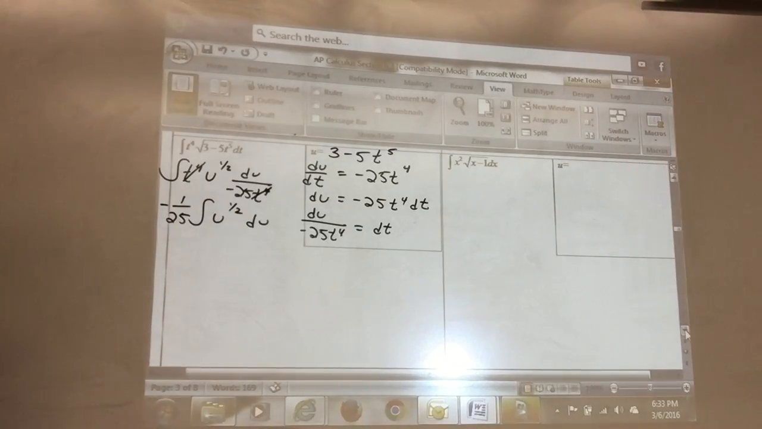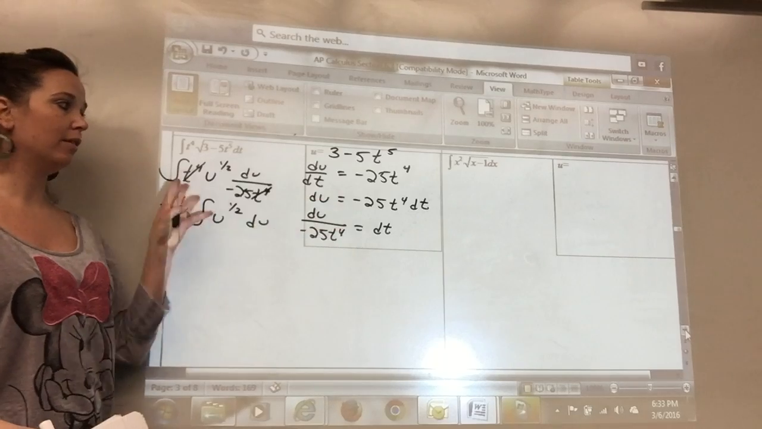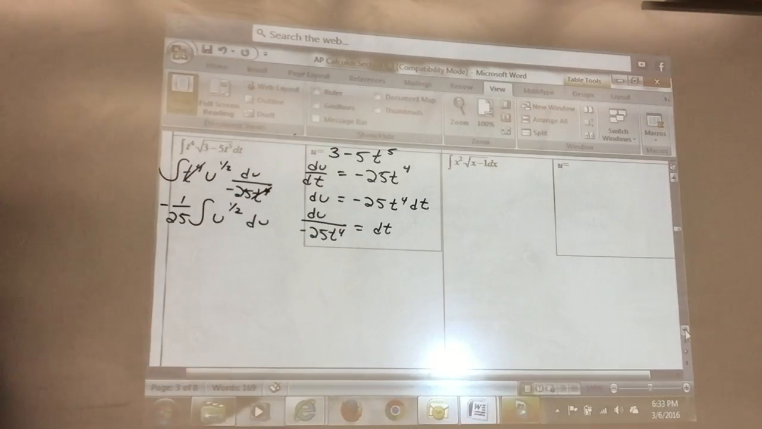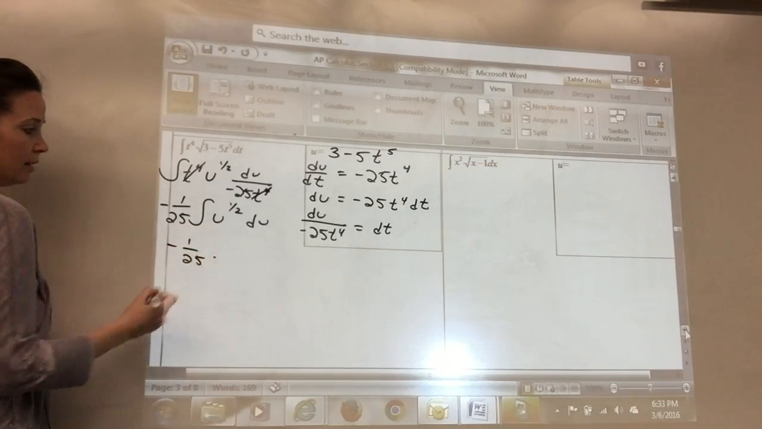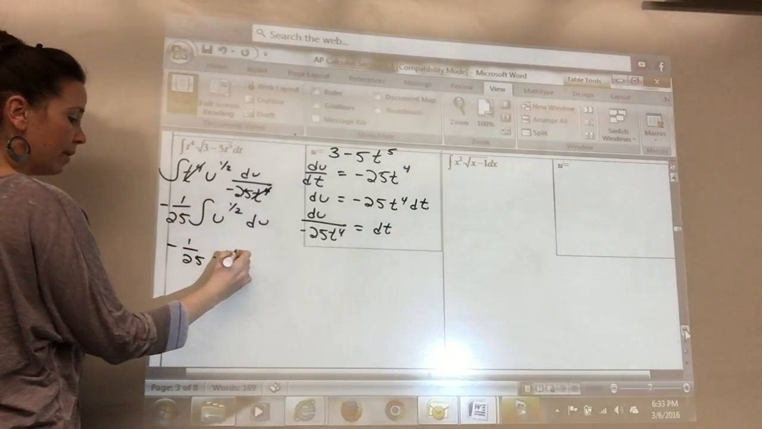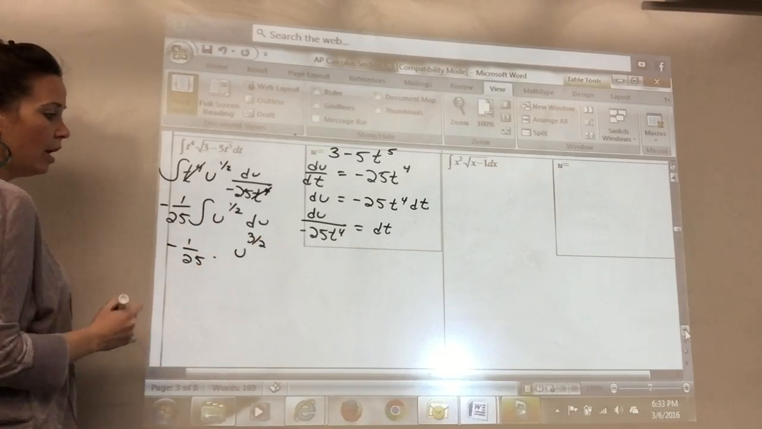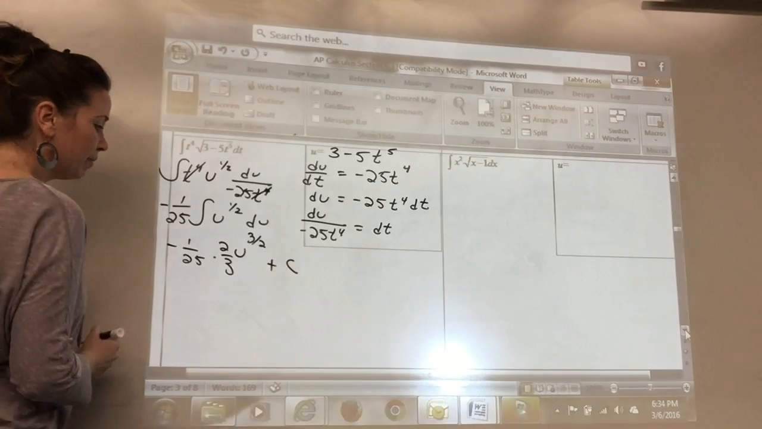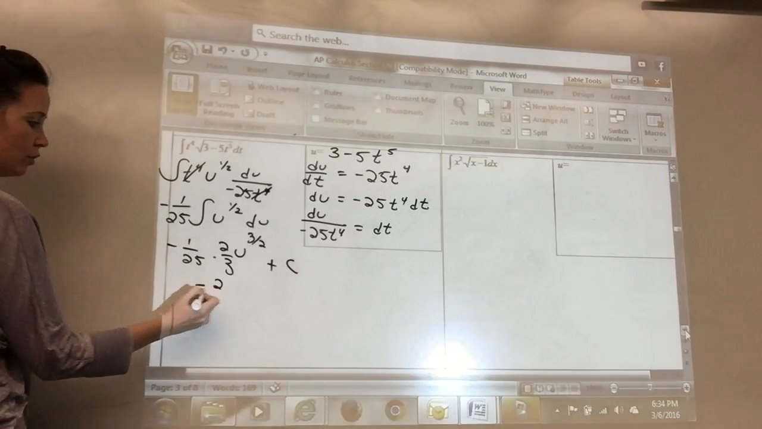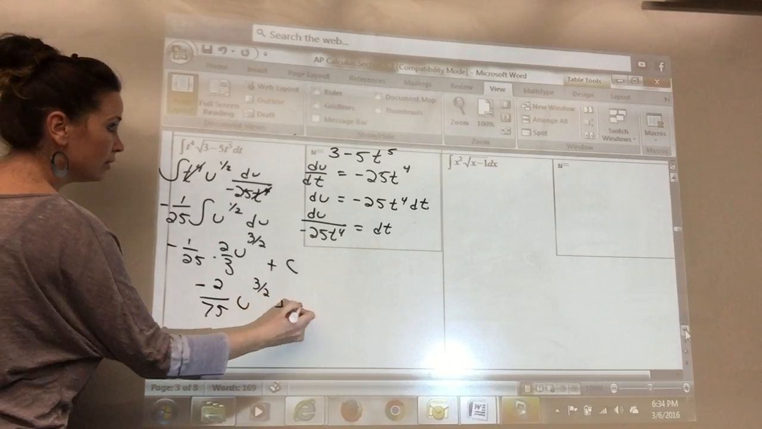Okay, so this is so repetitive once you start to get the hang of this, the whole u sub, the derivative, and the integration process. So let's just finish this problem out. We're going to bring our constant down. We're going to integrate. So I have my u. I have to add 1, which gets me 3 over 2. Dividing by 3 over 2, I get 2/3. I add a c. Go through, I get negative 2 over 75 u to the 3 over 2 plus c.